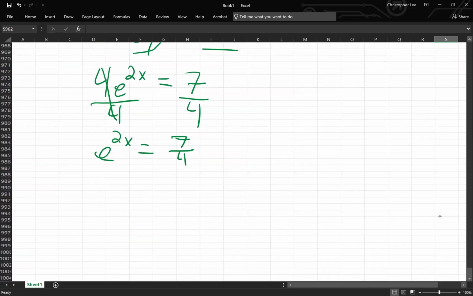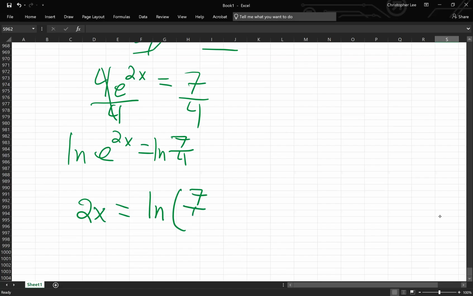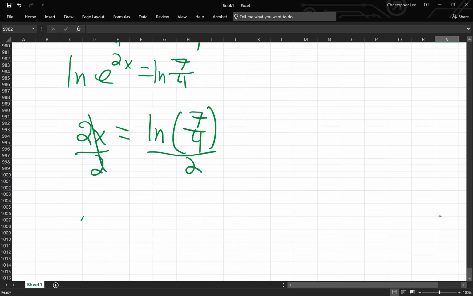ln both sides, get rid of that e. So now I got 2x is equal to ln 7 over 4. Divide by 2, call it a day, that's it. So this is x equals ln 7 over 4 divided by 2. And that's it. Questions on this?